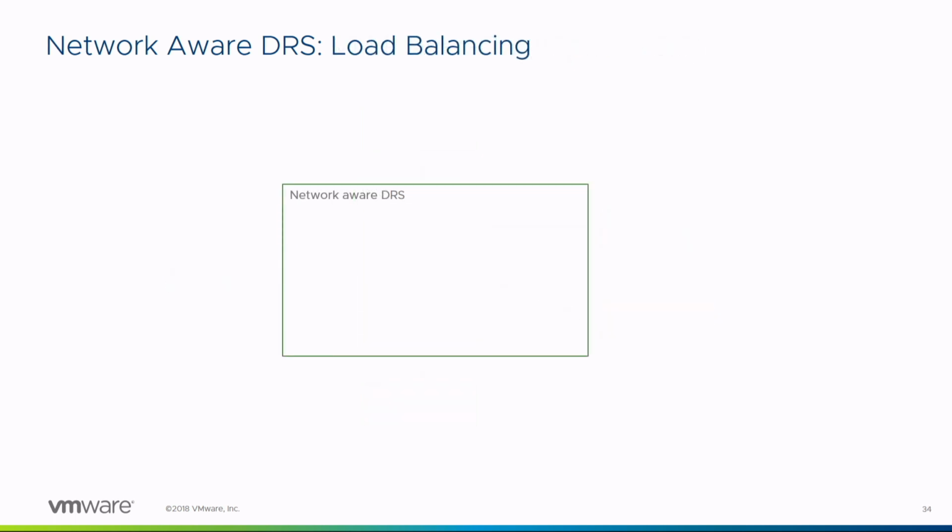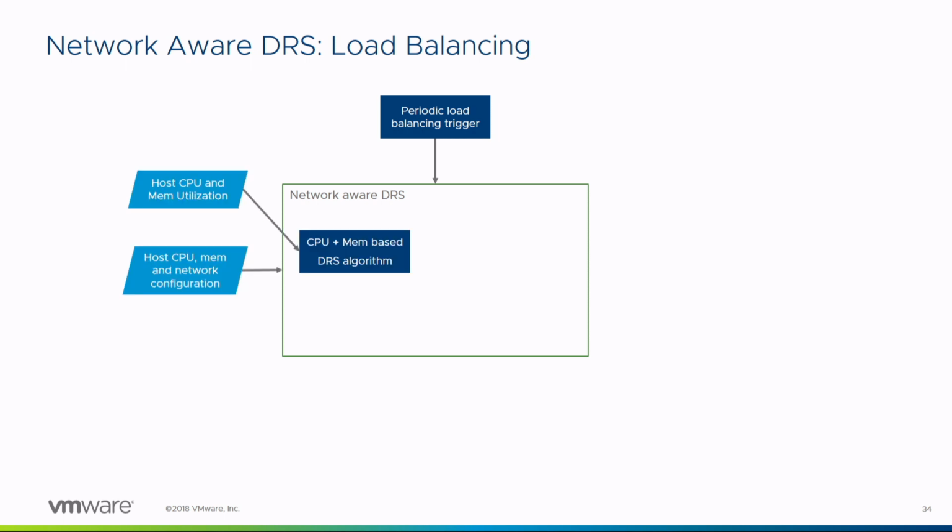So let's look at how load balancing works. There's a load balancing thread. If you don't change the cluster settings, it runs every 5 minutes. The thread wakes up, and every 5 minutes it constructs the cluster snapshot as I talked about before, which looks at the CPU and memory configurations and then the current metrics. Then it runs this load balancing algorithm. Basically, it looks at the snapshot and figures out, if I move this VM from one host to another, how is the balance going to be?